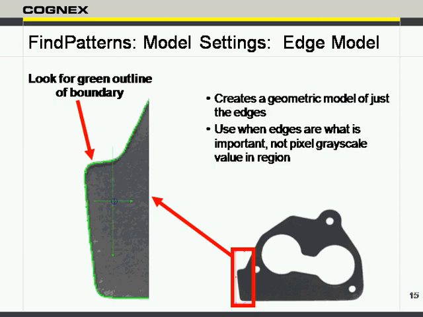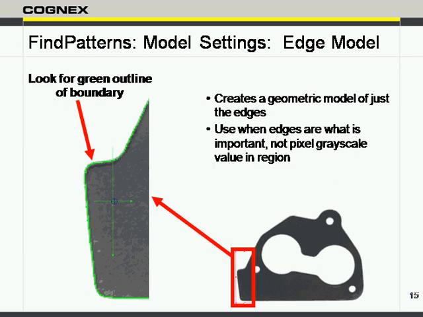Another model to use is the edge model, which is the one we'll be using here in class, which just finds the boundary edge right here. And this is why the crosshairs are right here. This is indicating this is the center of where we're looking at right here.